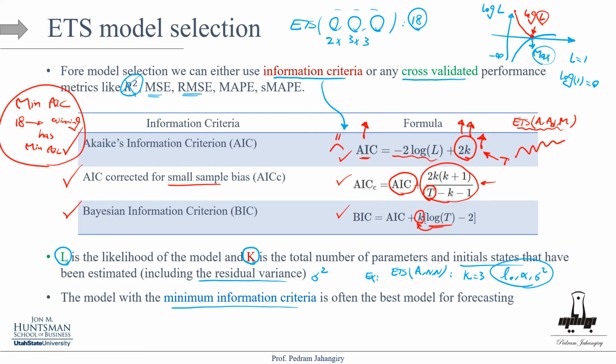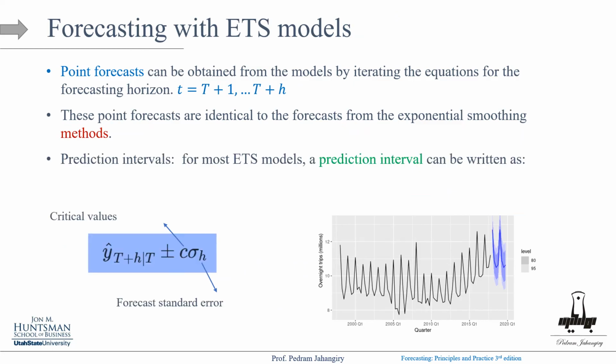So hopefully now you see what it is doing when in Python we do auto ETS behind the scenes. All right, let's wrap up this lecture video by going over the point forecast plus prediction intervals with ETS models. As we have said multiple times so far, the point forecast can be obtained from the models by iterating the equations for the forecasting horizons, right? You can just replace t with t plus 1, t plus 2, all the way to t plus h forecasting horizon, and use those equations for your y hat t plus h, and so on, to come up with a point forecast.